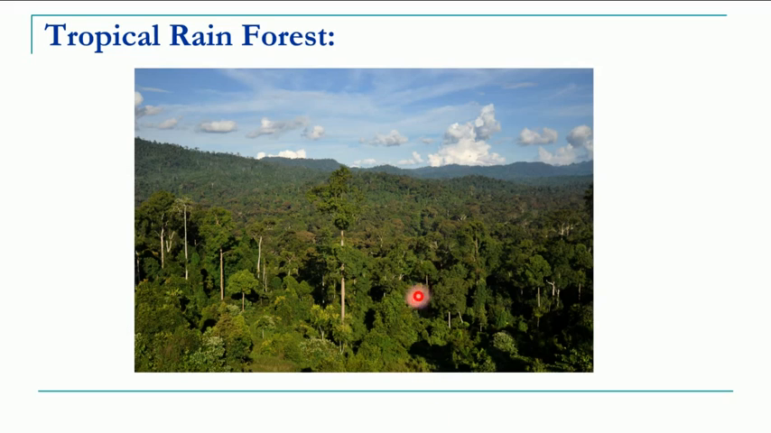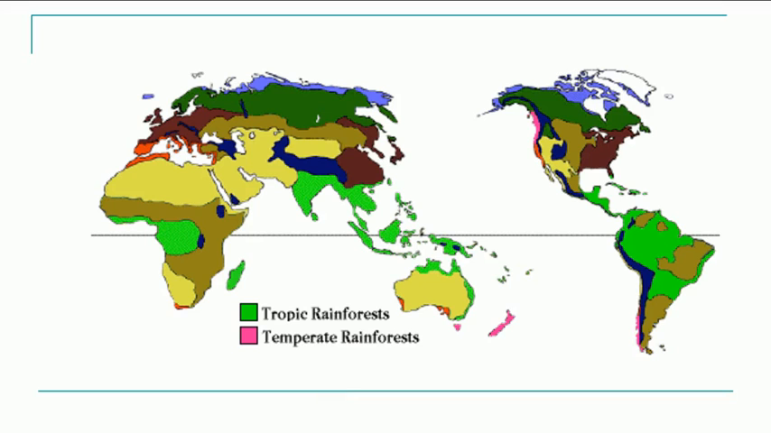So in this picture we can see a typical tropical rainforest which has huge trees, and it is dominated by a variety of living organisms. Now in this picture, the world map, you can see the position of tropical rainforest as well as the temperate rainforest. So these green areas are the tropical rainforest, and the temperate rainforests are shown by this pink color.